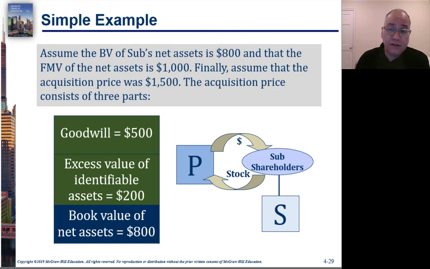So here's a nice little example to show you how everything works together. Assume the book value of the sub's net assets is 800. The fair market value of the net assets is 1,000. The acquisition price was 1,500. So the acquisition price consists of three parts: book value of 800, excess value of identifiable assets of 200, and goodwill of 500.